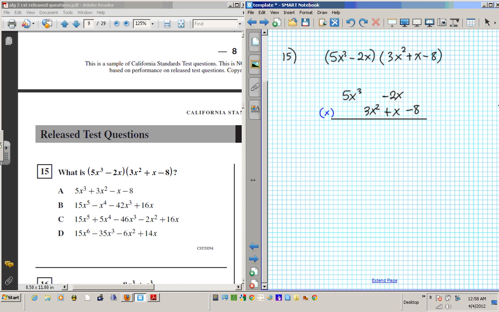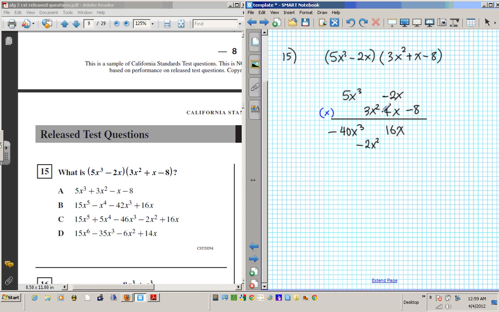Now let's distribute. I'm going to start with negative 8. Negative 8 times negative 2 is going to give us positive 16x. That's the first term. Then negative 8 times 5x to the third is going to be negative 40x cubed. Now let's move on to the x one. X times negative 2x is going to be negative 2x squared because the signs are different.